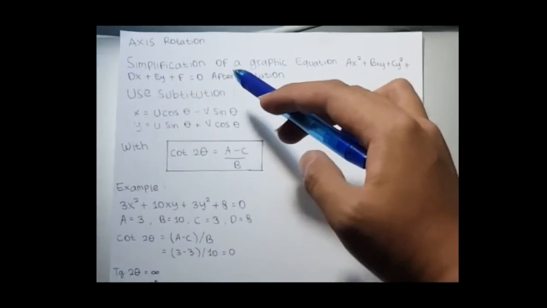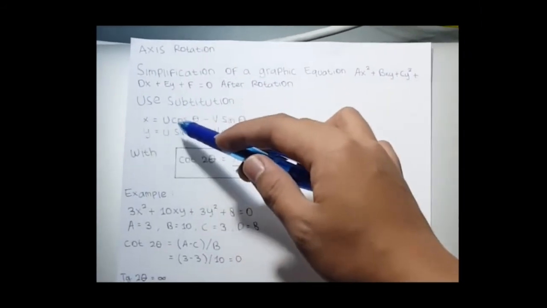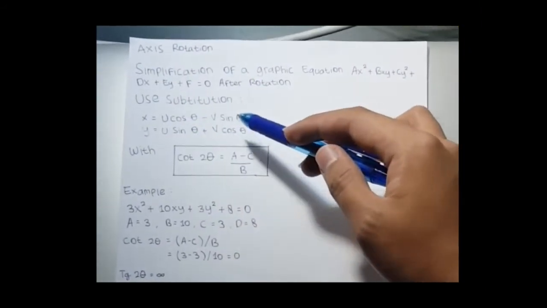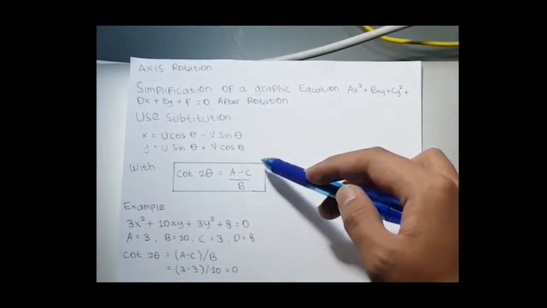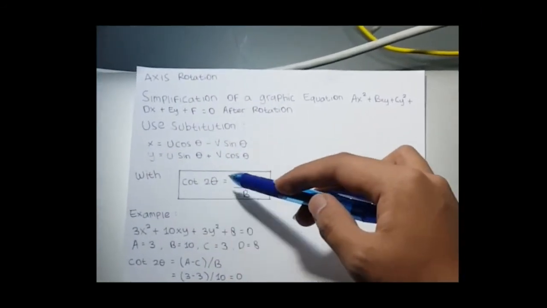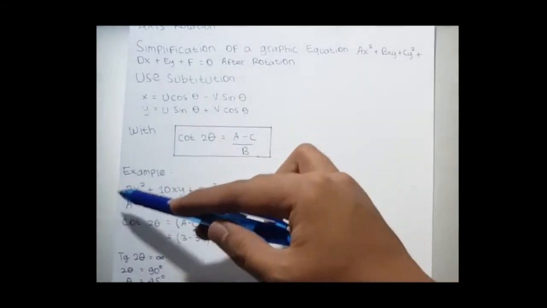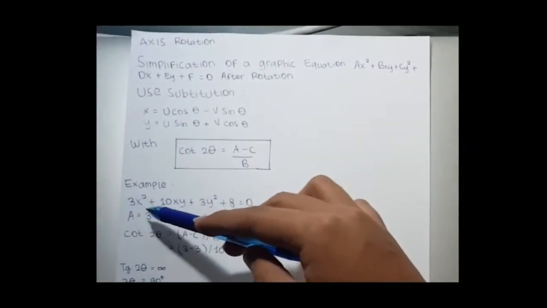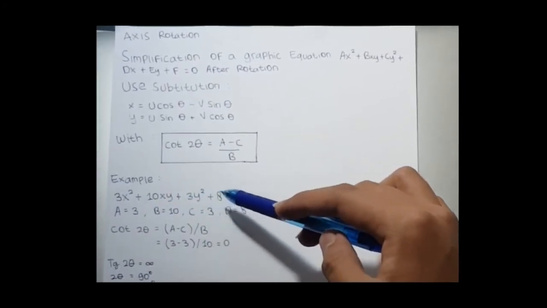What we are going to do first is use substitution, which is x equals u cos theta minus v sin theta, and y equals u sin theta plus v cos theta, with cotangent of 2 theta equal to (a minus c) over b. This is the equation, and we are going to the example here: 3x squared plus 10xy plus 3y squared plus x is equal to 0.